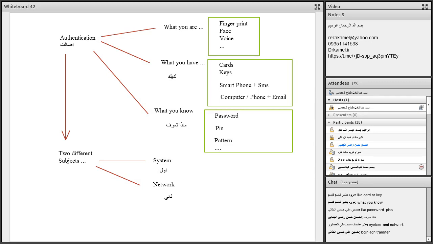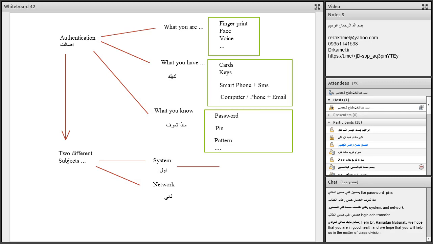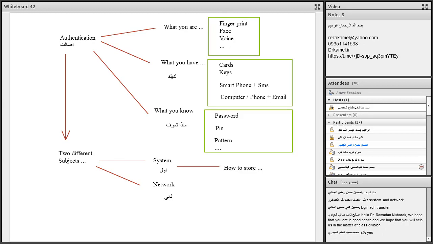For the system, we said that the idea is to have a password. Thank you, Saleh, and you too. For the system, the idea was to have a password and store it in the system. So the problem was how to store the password, and then another problem was how to check the password.